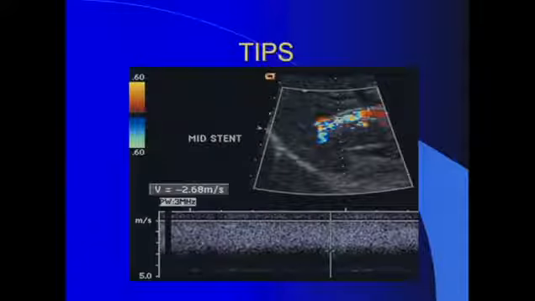So let's look at some examples. This is a stent evaluation with color and spectral wave Doppler. You can see in part of the stent we have nice velocity coming here, and then we start to see some increased velocities with color aliasing and frequency shift. We measure the velocity and it's 268 centimeters per second. So this suggests that this is a mid-stent stenosis.